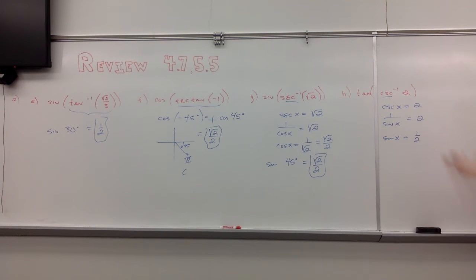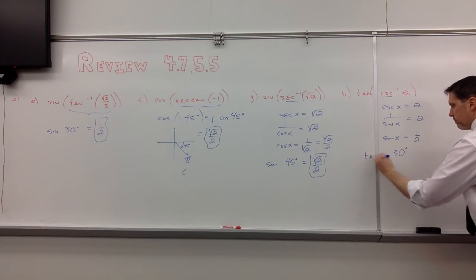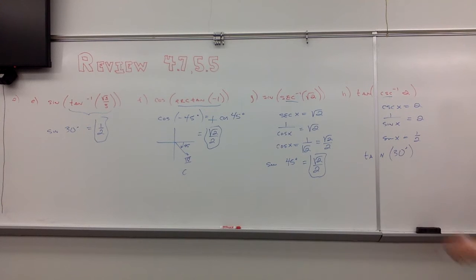So what are we looking at? Again, make sure that we are working in the correct quadrant. It's positive, so we're going to say 30 degrees. And then I just have to find the tangent of 30 degrees. And the tangent of 30 degrees is root 3 over 3.